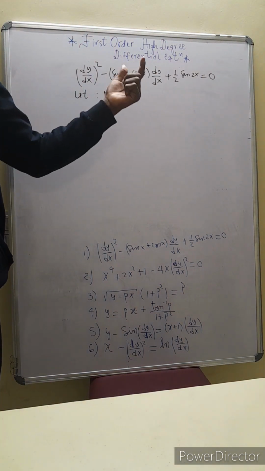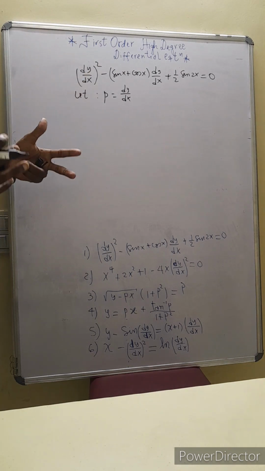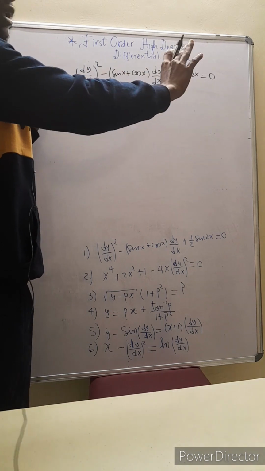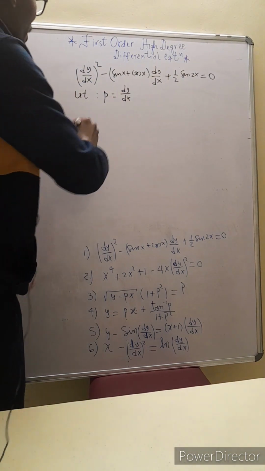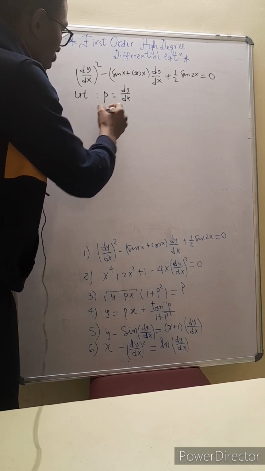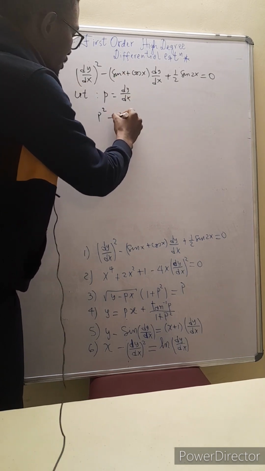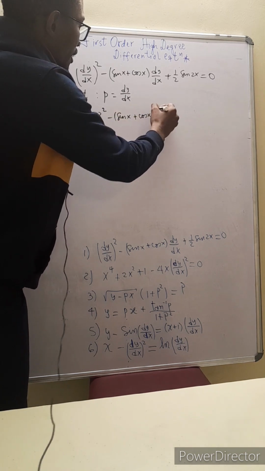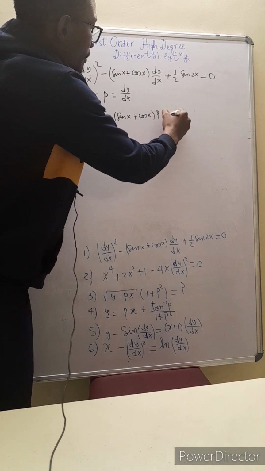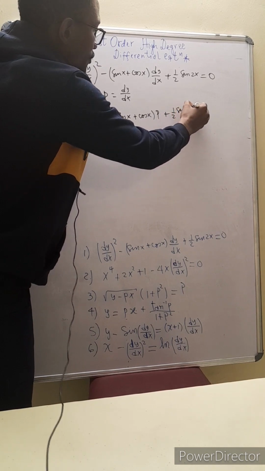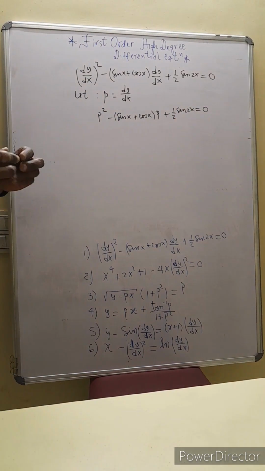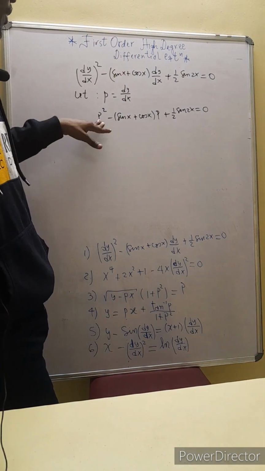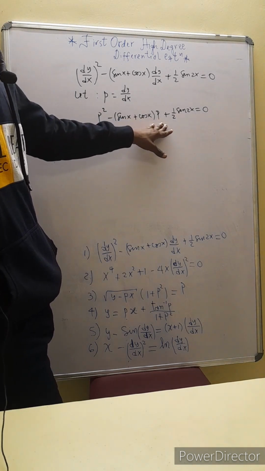So you will see that you are going to have a polynomial expression, okay? Put P here, and these other terms will remain the same. So you're going to have P square, then minus sine of x plus cos of x, then P here, plus 1 by 2 sine of 2x equal to 0, okay? Here we have a first degree polynomial of P, okay?